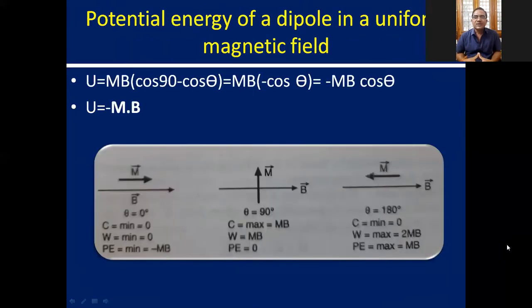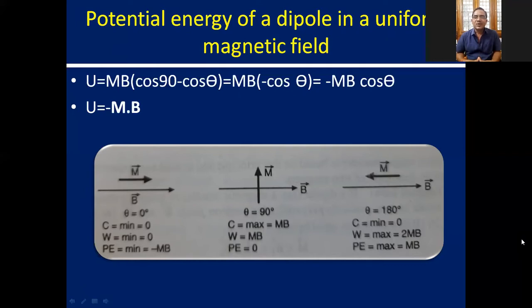After that, we also covered the discussion of the potential energy of the dipole in a uniform magnetic field. Generally, the potential energy of the dipole is defined as the work done in rotating the dipole in the uniform magnetic field from the perpendicular position to the angular position theta. Mathematically we write it as U equals minus M B cos theta, or in vector notation, U equals minus M bar dot B bar. Potential energy is scalar. Magnetic moment and magnetic induction are vector quantities. The dot product of these two, with a negative sign, gives the potential energy of the system.